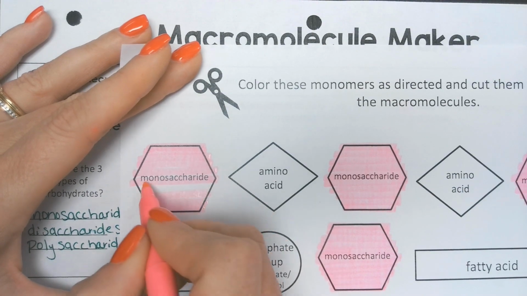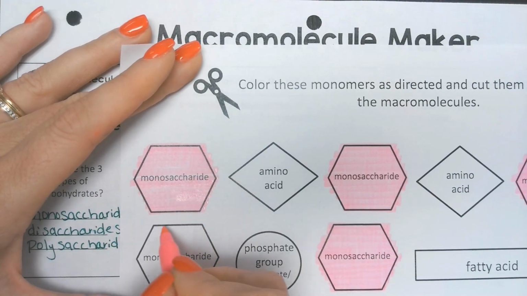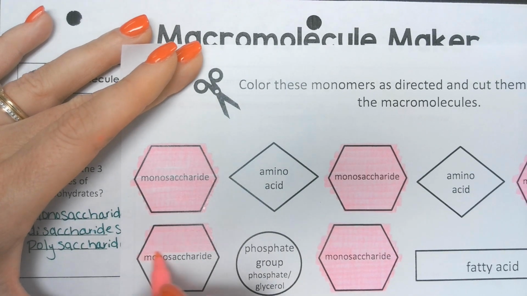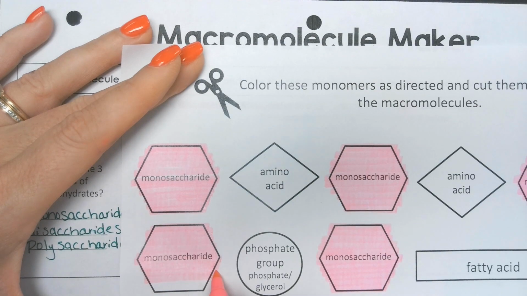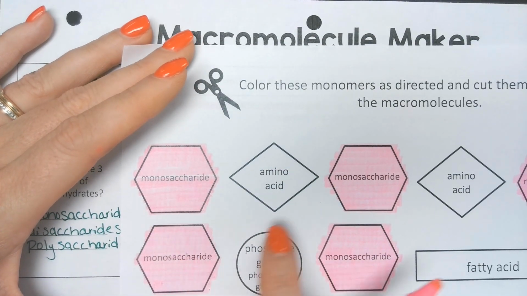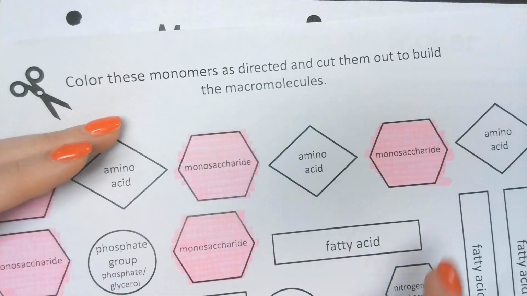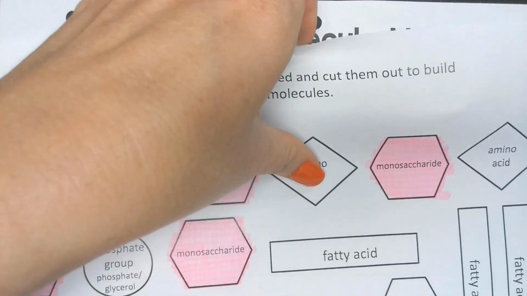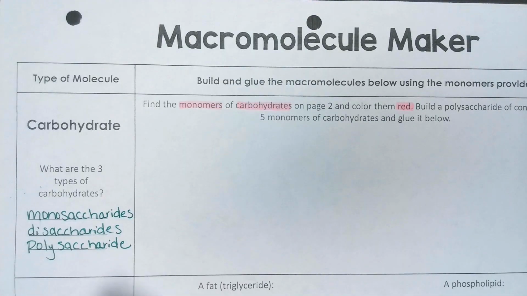All right, so after we get these colored, we're going to cut them out and we're going to build them, glue them onto our paper, and we are modeling the process of dehydration synthesis, which, if you'll remember from yesterday's lesson, is the process of taking these monomers and combining them chemically to form a polymer. And this particular polymer that we're building now is a carbohydrate.